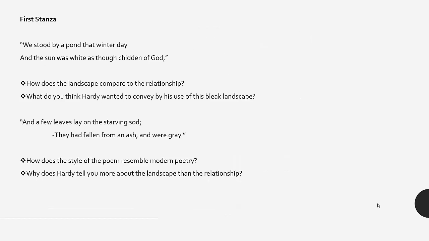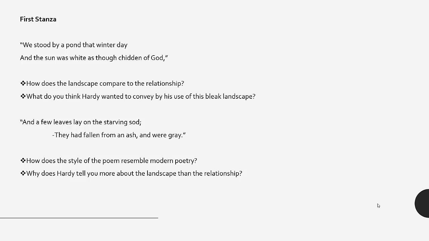In the first stanza of Neutral Tones, Hardy sets up a dreary landscape. The sun has been drained of all of its energy, like everything else in the scene. It's winter. And a few leaves lay on the starving sod. They had fallen from an ash and were gray. So the earth itself is described as starving, and the leaves on the ground are like ashes.